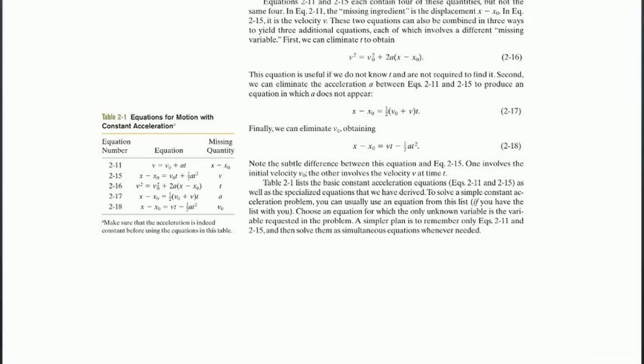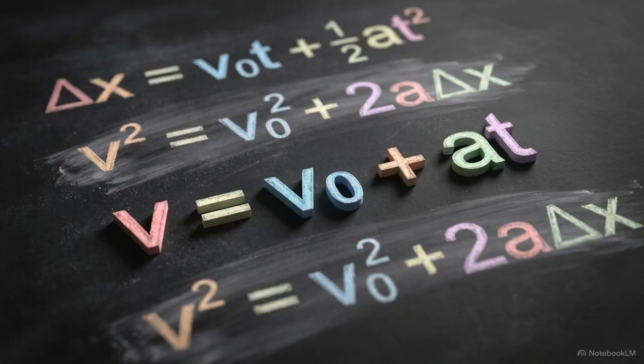These formulas represent the standard equations for constant acceleration. The missing quantity column on the right is your selection tool. By matching your irrelevant variable to this list, you isolate the exact equation required for the problem. Equation paralysis is solved by a process of elimination. Once you determine which variable isn't needed, the choice of formula is already made.